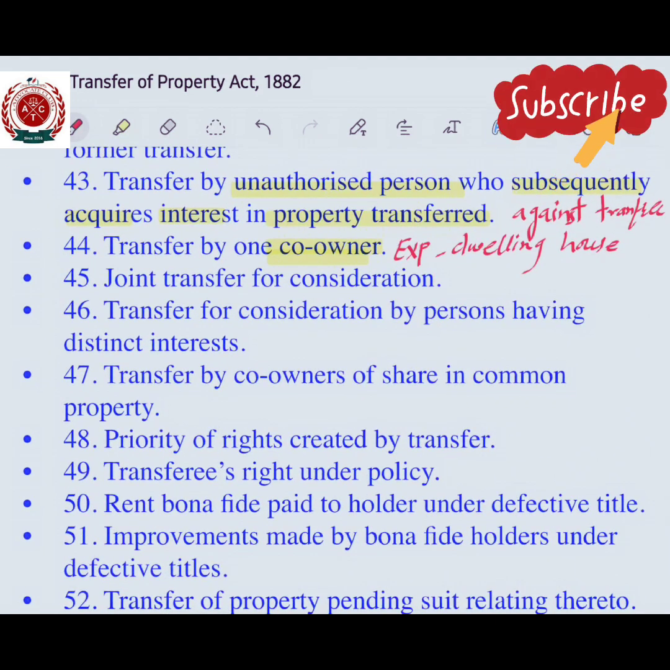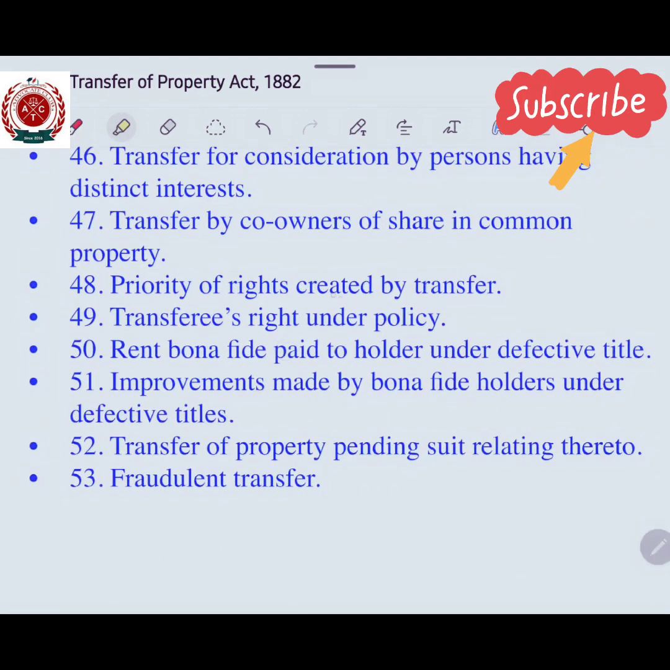Section 45 deals with joint transfer. It is also applicable and valid. Section 48 deals with priority of rights created by transfer. It is also called the doctrine of priority, and it is used in redemption, section 60 onward, which we will see. In redemption, the doctrine of priority can be used.